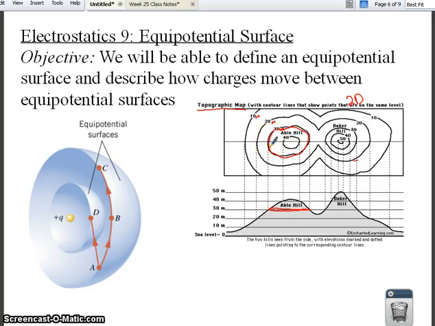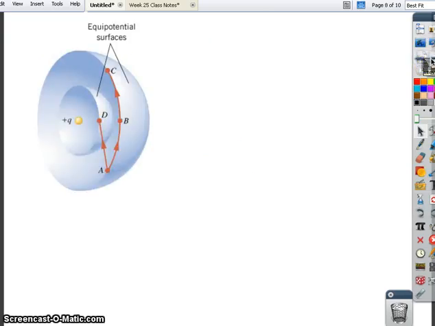Well, an equal potential surface is the same idea: everywhere along this surface is the same potential. So if we did V equals kQ over r for our potential due to a point charge, we would find that everywhere along this surface right here would be the same potential, because they all have the same radius with the same charge. Here's the same picture right here.